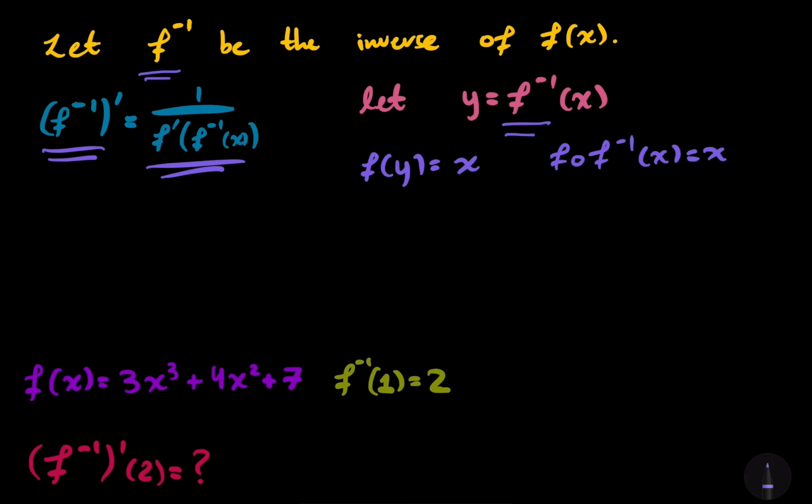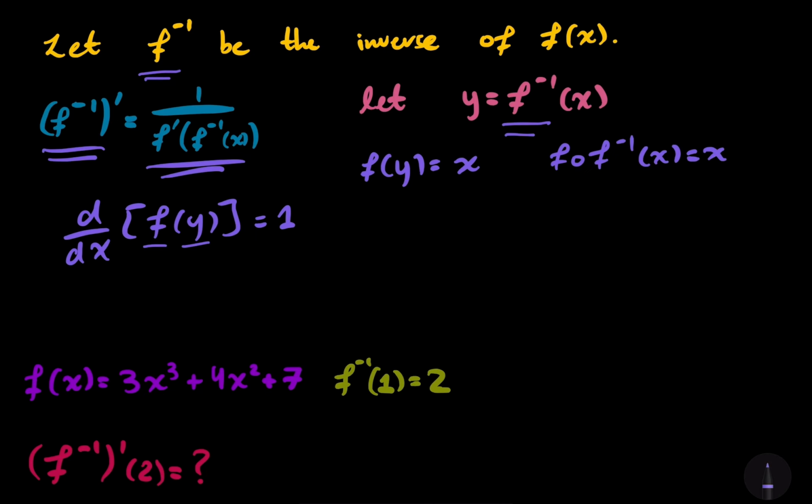Then we want to find dy by dx, so we apply the derivative operator to both sides. The derivative with respect to x of f of y is equal to the derivative with respect to x of x, which is just 1. Then we use the chain rule, because we have a composition of functions: we're taking y and inputting it into f.